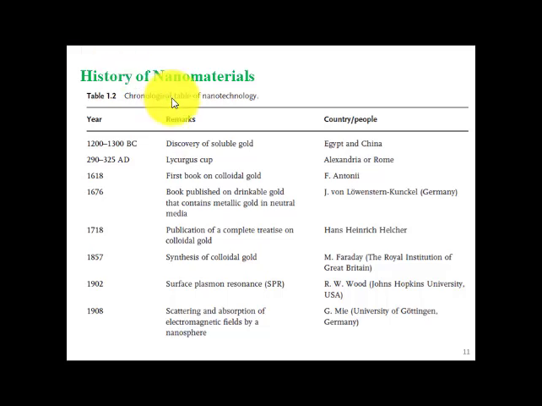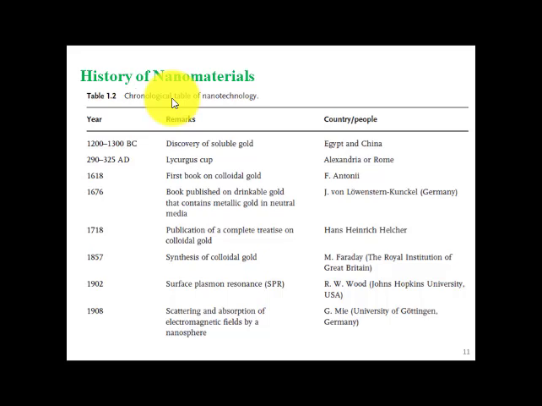Here is the chronological table of nanotechnology, which shows a complete history and development in the field of nanotechnology. Starting from 1200 to 1300, discovery of soluble gold. I have just talked about this history, and now I will again explain from this table. From 1200 to 1300 before Christ, discovery of soluble gold was done, and it occurred in Egypt and China. Then 290 to 325, Lycurgus cup, which was invented in Rome.